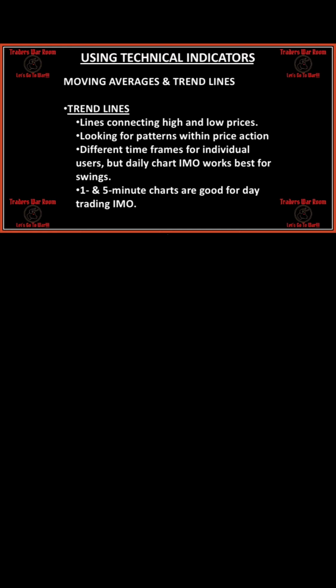Now let's get into trend lines, okay? Trend lines are connecting high and low prices, looking for patterns within the price action, on different time frames for individual users. Basically, the daily chart, in my opinion, works best for swing trades. And if you're looking for day trades within the particular trading market day, then you can use the 1 minute and 5 minute charts. However, there's going to be a lot more noise and a lot more price action and volatility when you're looking at just the 1 minute and 5 minute charts. So I usually stick to the day charts when I'm doing my trend lines.